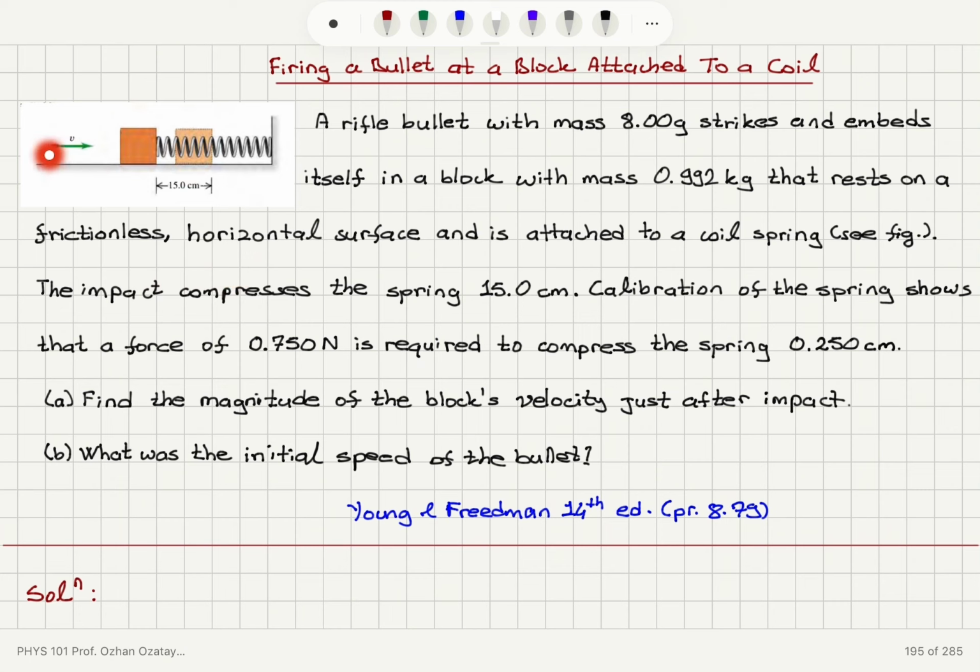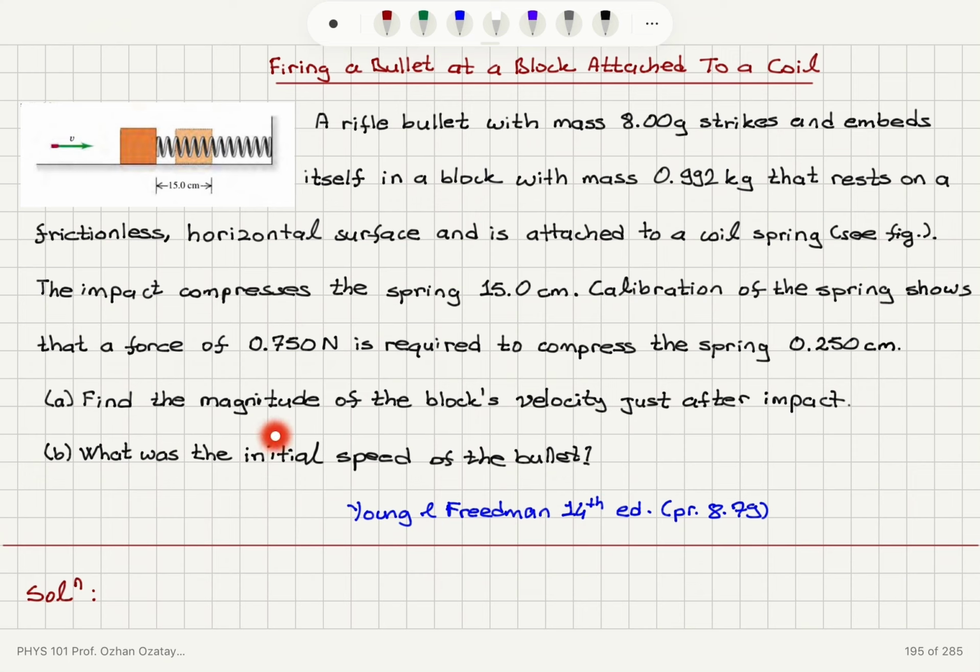As you can see in the figure, this bullet will come and get embedded in this block. The impact compresses the spring 15 centimeters. Calibration of the spring shows that a force of 0.750 newtons is required to compress the spring 0.250 centimeters.